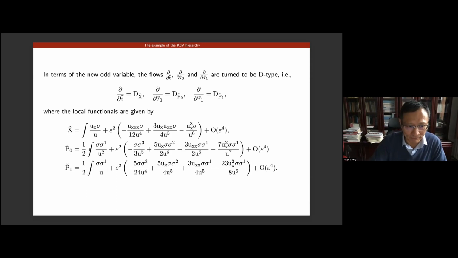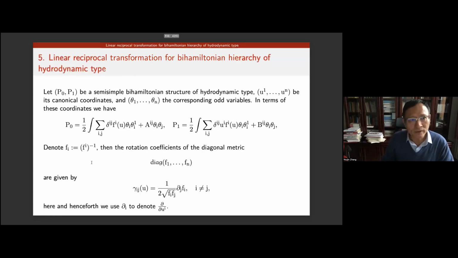So we obtained p0 and p0 tilde and p1 tilde. It's a bihamiltonian structure. This is the basic idea of how we find the existence of bihamiltonian structures after a linear reciprocal transformation. So in general, we can do this.